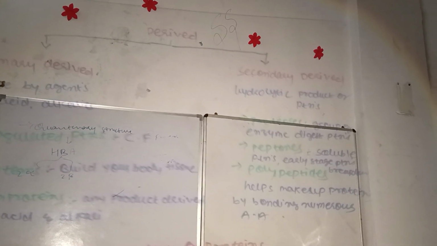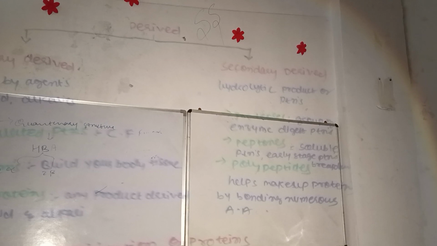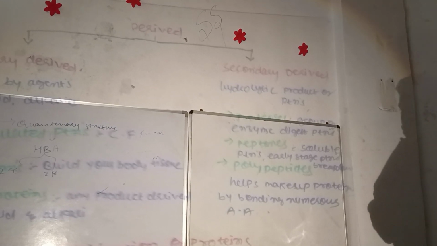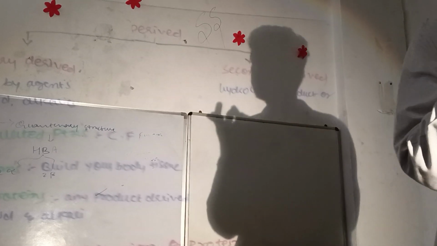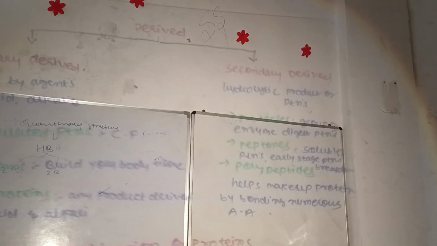If there are hydrolytic products of the protein, that is, the protein structure undergoes hydrolysis, and due to this hydrolytic activity new products are formed, those products are considered secondary derived proteins. So, secondary derived.